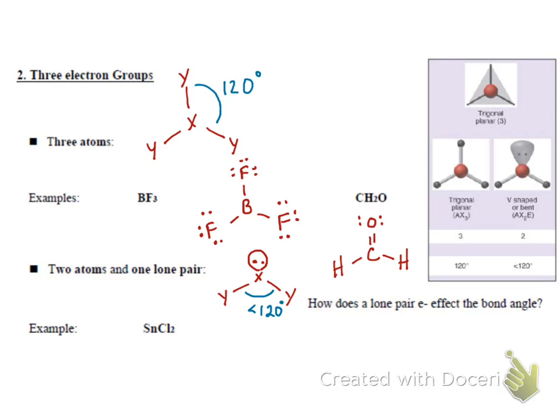An example of this is tin dichloride, SnCl2. The tin has a lone pair of electrons, so therefore its angle is going to be close to 120, a little bit less than 120 because the lone pair takes up space. 3 things as far apart as possible.